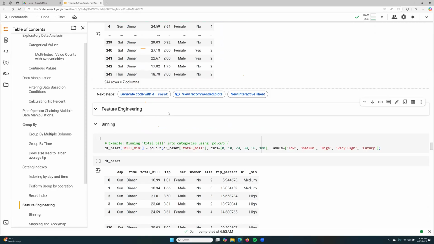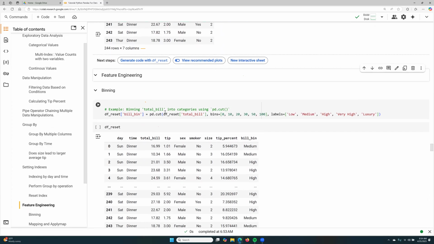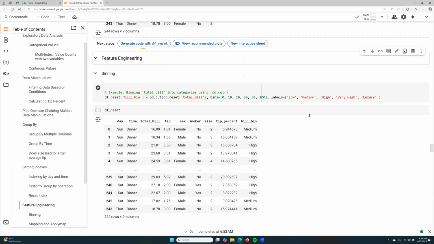Now we're going to go into some feature engineering that Pandas is pretty good at. We've got something called PD cut. So basically, it bins numbers into categories. Okay, so we've got this total bill here. 0 to 10 is going to be low, 10 to 20 is going to be medium, 20 to 30 is going to be high, 30 to 50 is going to be very high, 50 to 100 is going to be luxury.